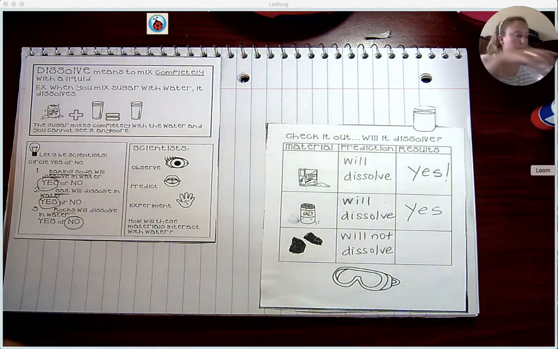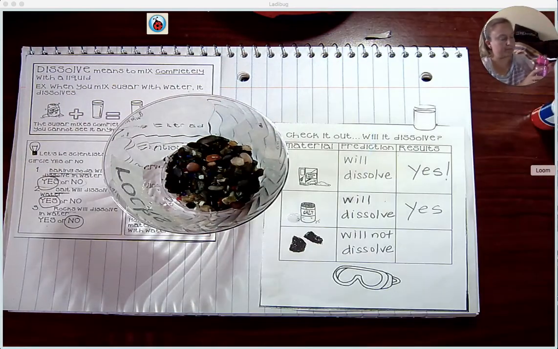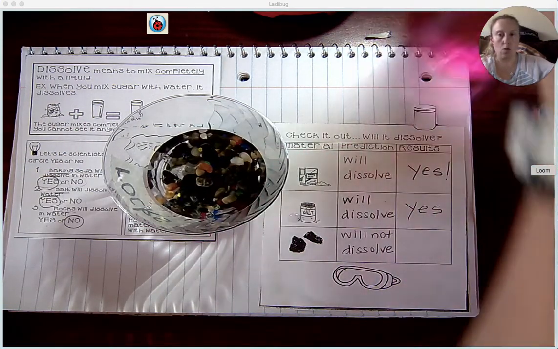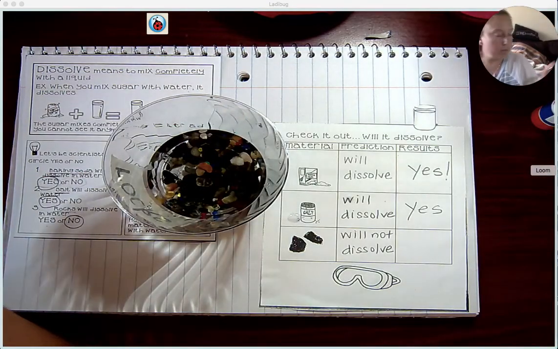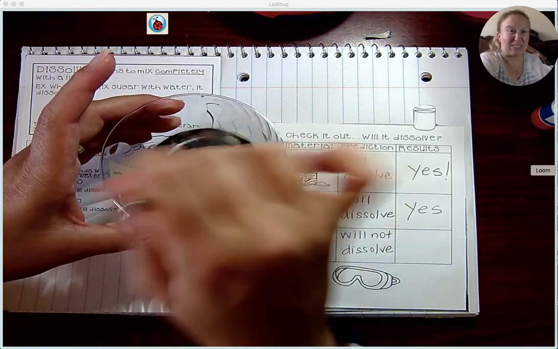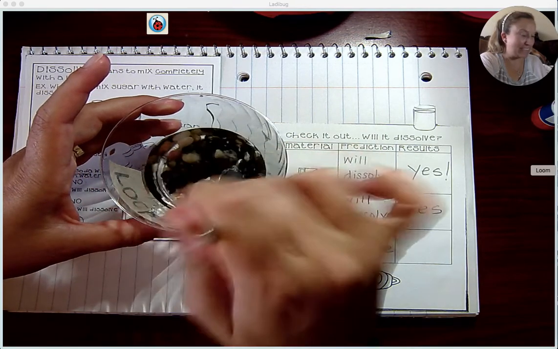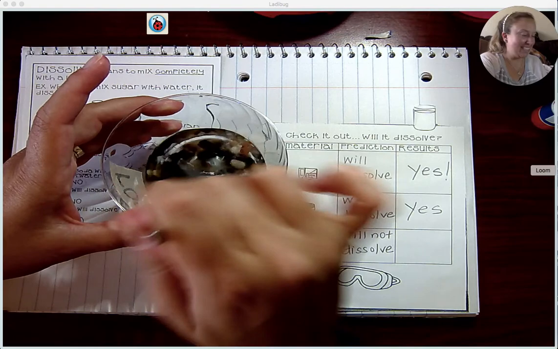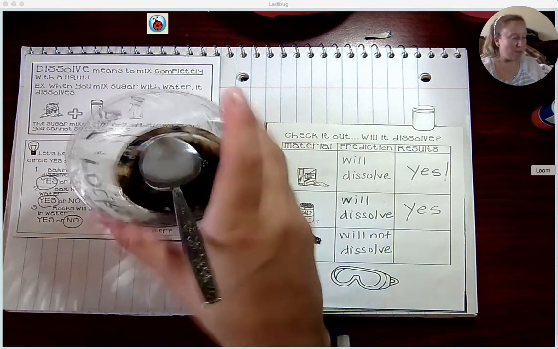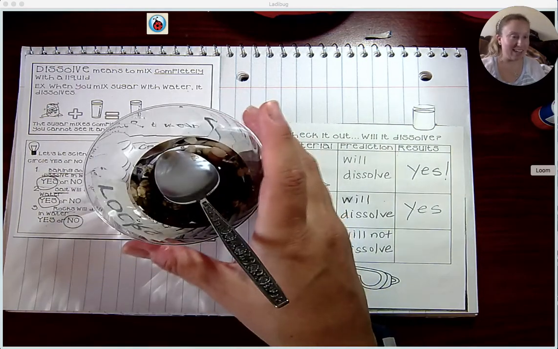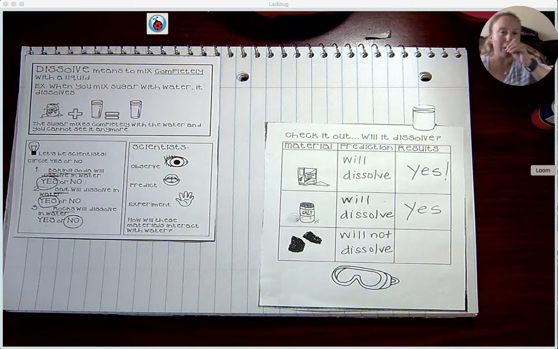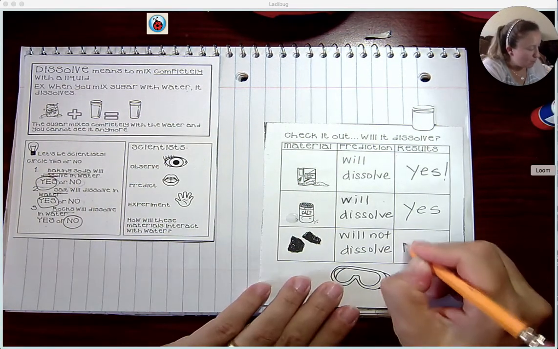Now, last one, let's check some rocks. Water in the rocks. Stir. Ew, that's a terrible sound. I can't handle that sound, guys. But I think we can safely say that these rocks are not going to dissolve in the liquid. So the answer is no.